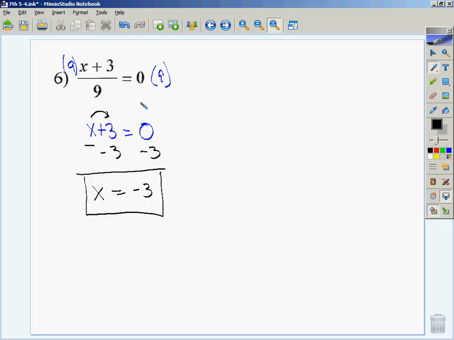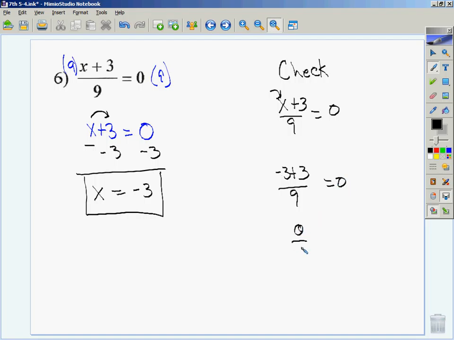Remember, at any time, you can check your answers. How do we check them? By taking the original equation and replacing x with what we found was our solution. Negative 3 plus 3 divided by 9 equals 0. This is saying 0 divided by 9 is 0. And that obviously is true, so my answer checks.